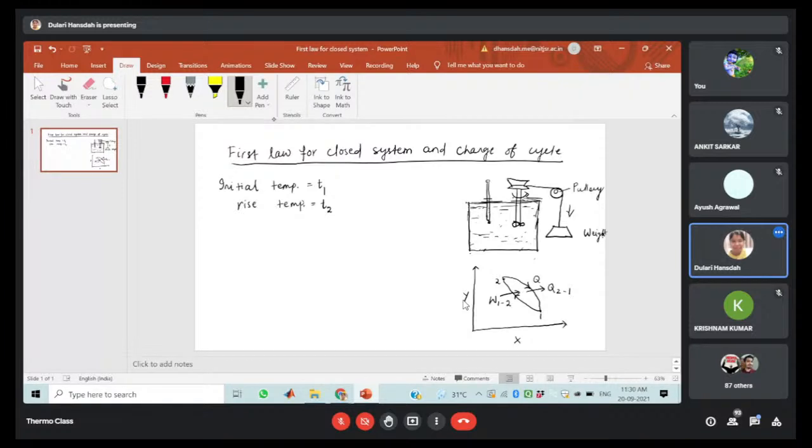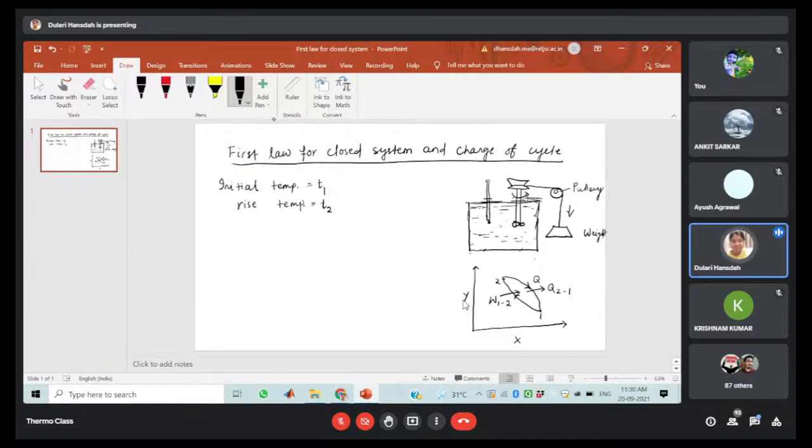Just to explain this one, I have taken that there will be an increase in the temperature, in XY coordinate. So in this case, there will be heat transfer, that is your Q21, after removing the insulation. So we can say that the amount of heat transfer, that is your Q21, from the system during the process is Q21.